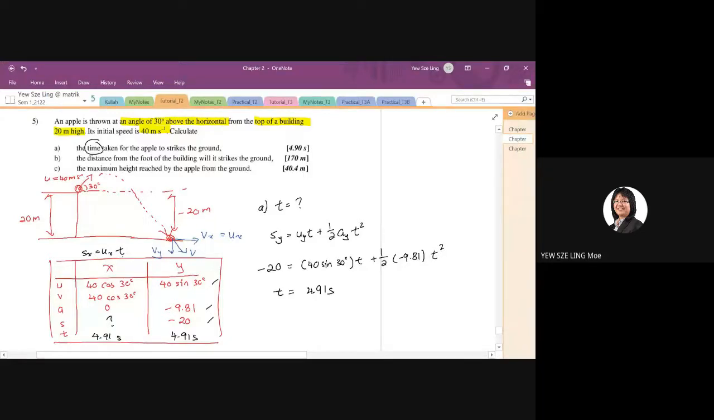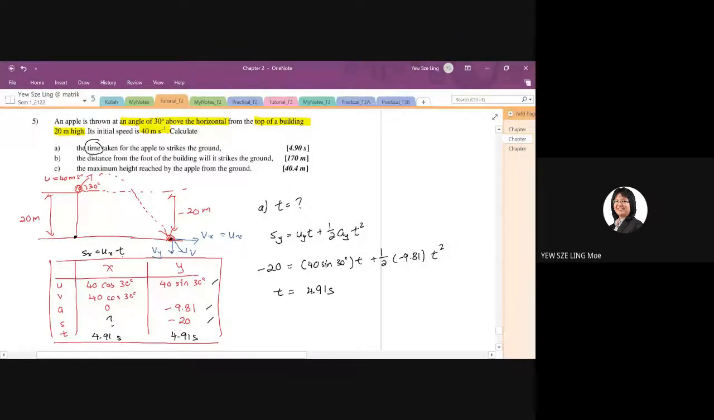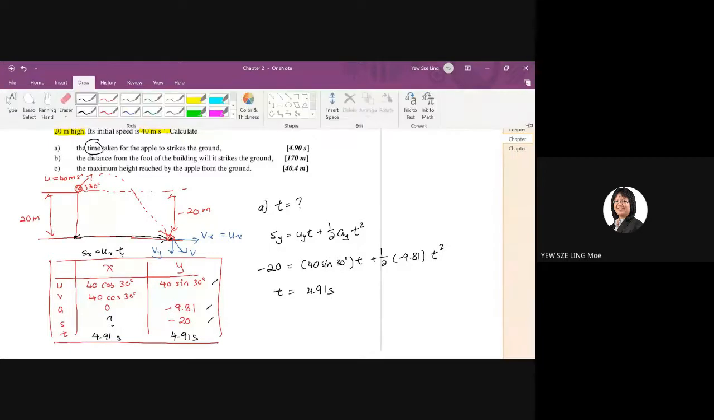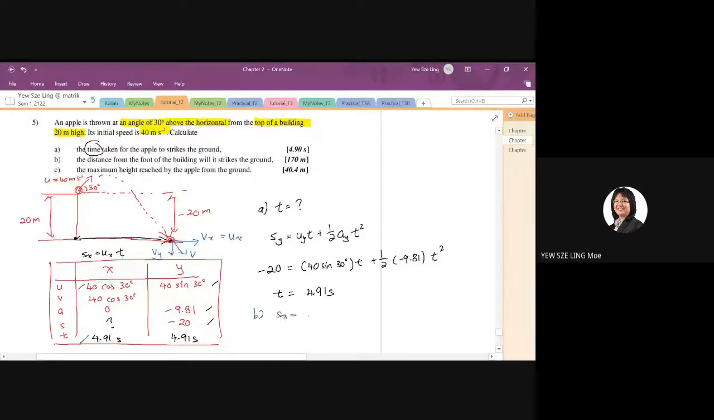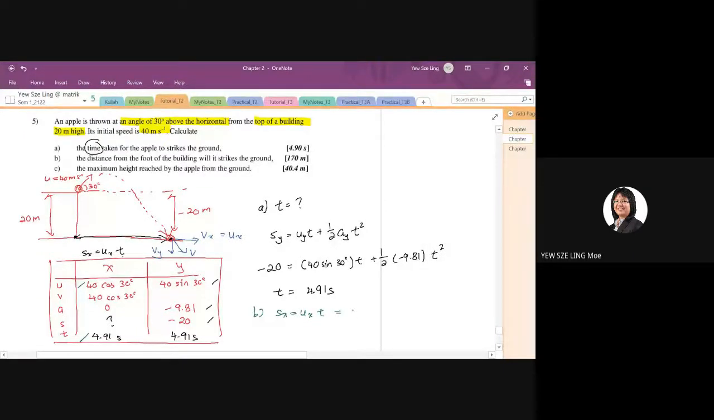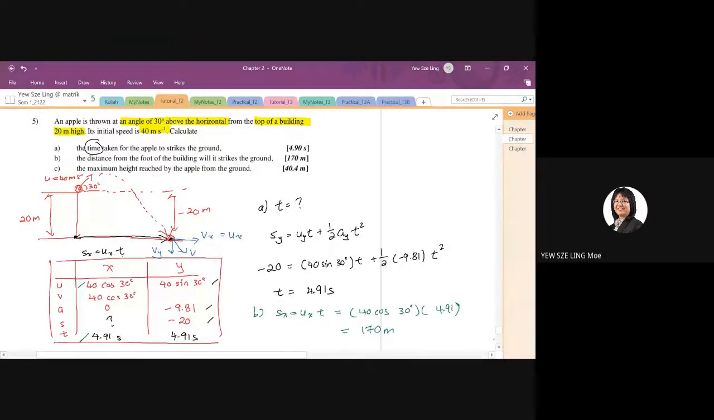Question B asks you to calculate the distance from the foot of the building when it strikes the ground. It means it is asking for Sx. So from here until here, this is your Sx. And now can you calculate Sx? Yes, you can, because you have time now. You have a u, you have a t. Therefore, Sx equals uxt, which equals 40 cos 30 degrees times 4.91. Therefore, it equals 107 meters.